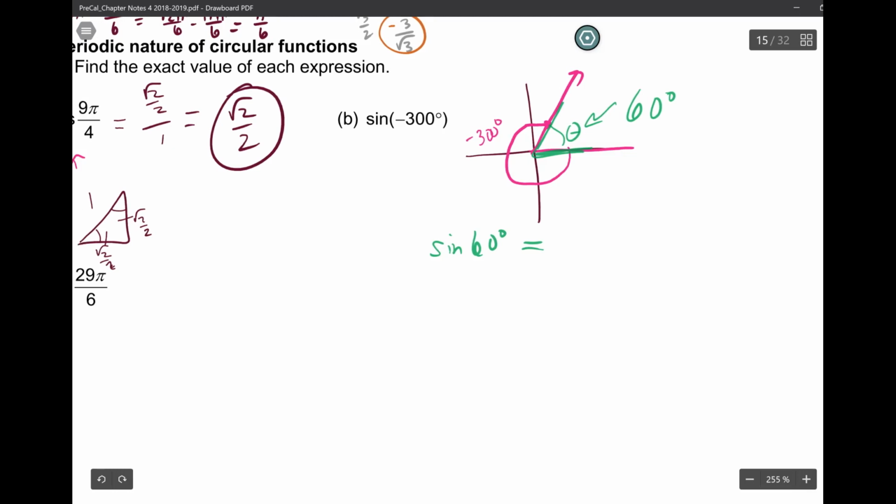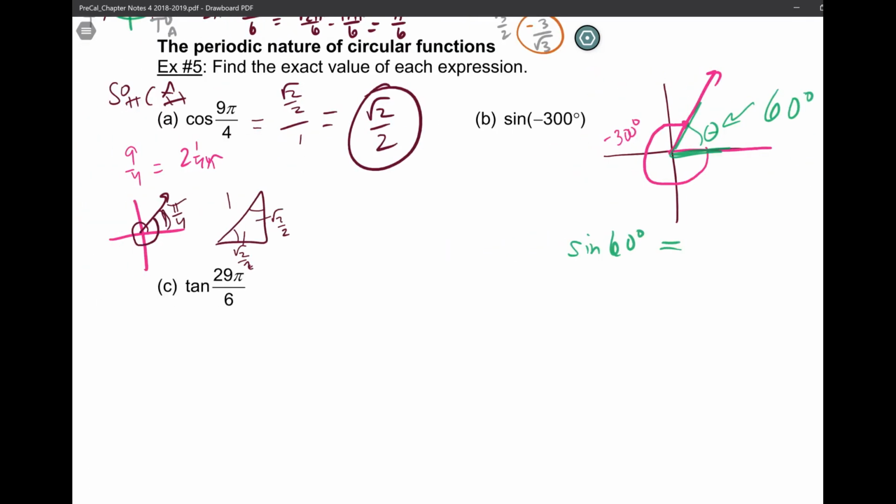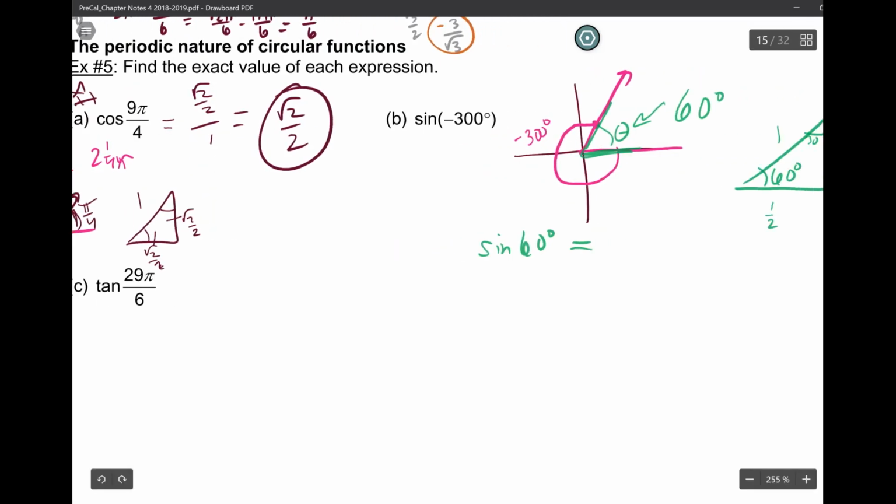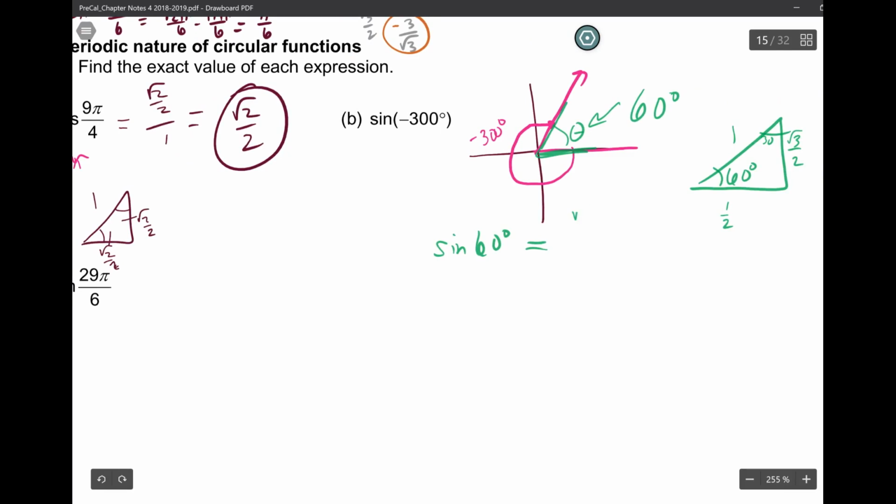Let me draw out the triangle so we can remember. So this angle here is going to be 60, it's what I'm interested in. Here's the 30, and remember opposite of 30 is the smaller one, 1/2. Opposite 60 is square root of 3 over 2. And then of course there's a 1 for the hypotenuse. So opposite over hypotenuse. Opposite, square root of 3 over 2 over hypotenuse 1. So this is just going to be square root of 3 over 2. Awesome.